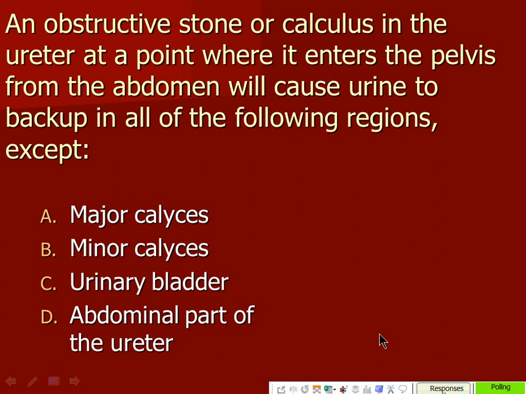Now think of this one. Suppose there is a calculus or a stone at a point where the ureter enters the pelvis from the abdomen. When I'm using the word pelvis, I'm not talking about the pelvis of the ureter. I'm talking about the pelvis or pelvic cavity of the body. So suppose there's a little block there.